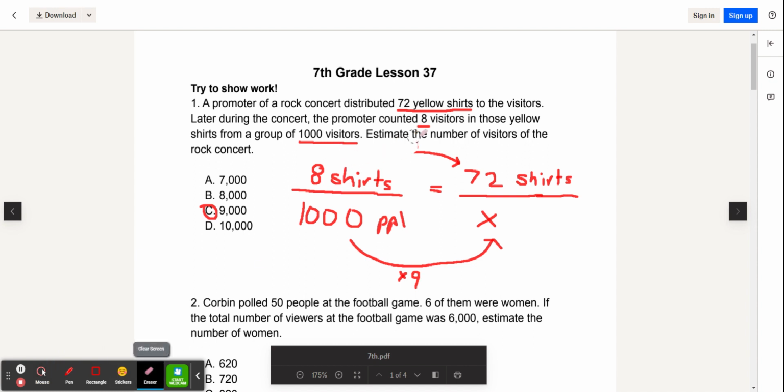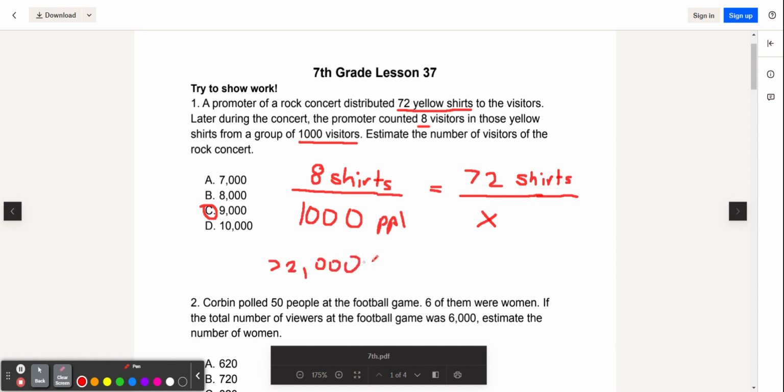Alternatively, if this scaling up example doesn't work too well for you, you can use algebra and cross multiply. So you get 72,000 equals 8x, divide both sides by 8, and you end up with 9,000. As long as you're able to set up this equation, this ratio or proportion, however you want to call it, you should be able to get the answer.